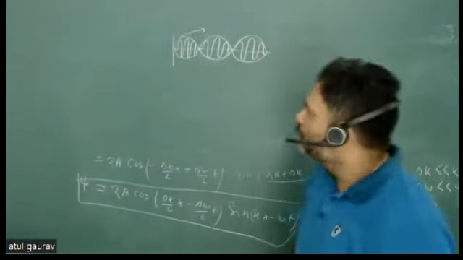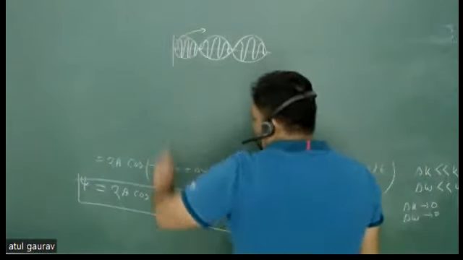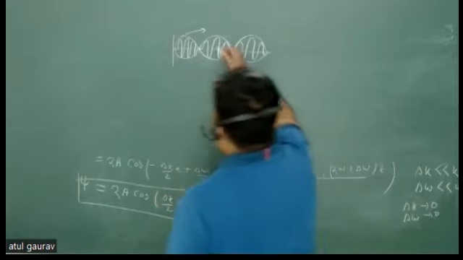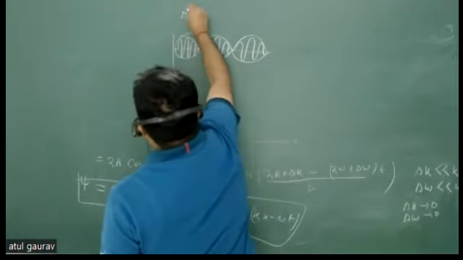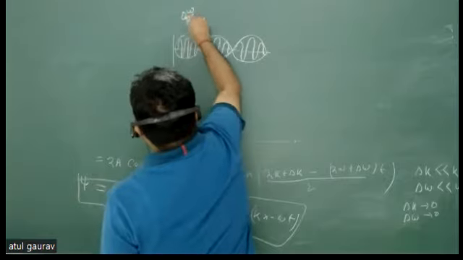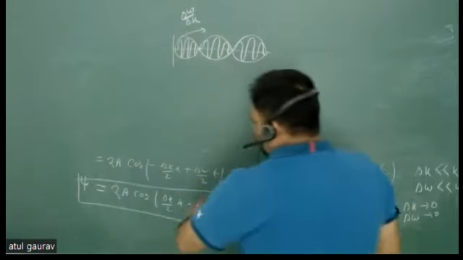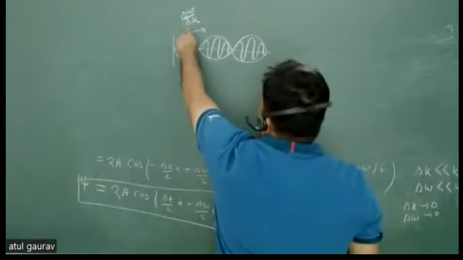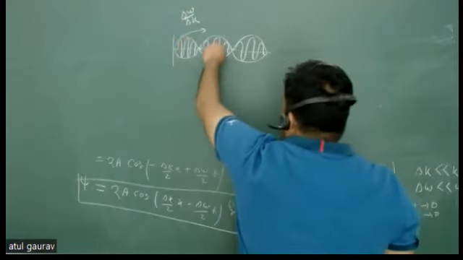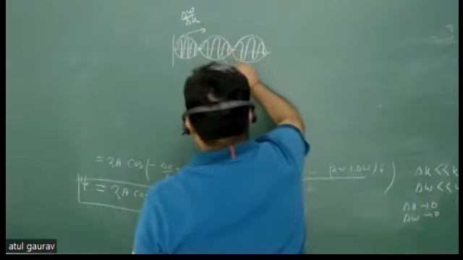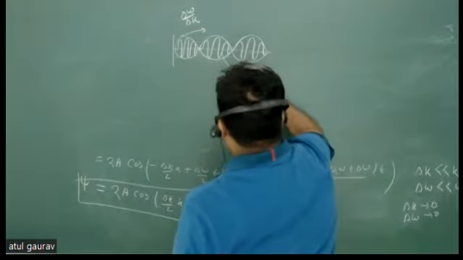Are you getting my point? This whole amplitude is moving with what velocity? Δω by Δk. That is what the velocity of a wave is: Δω by Δk. And this wave is moving with what velocity? ω by k.